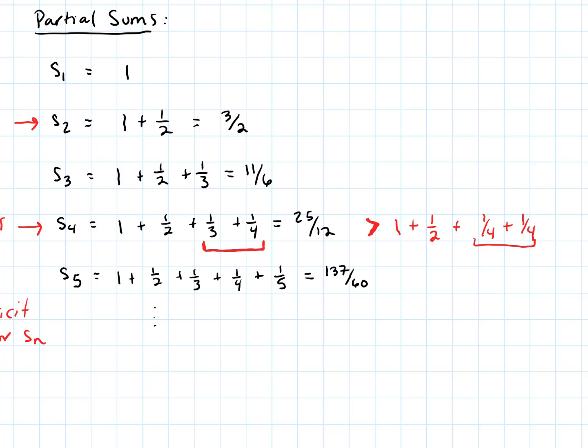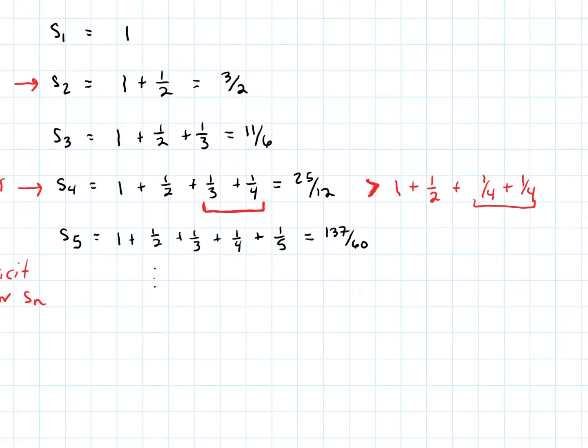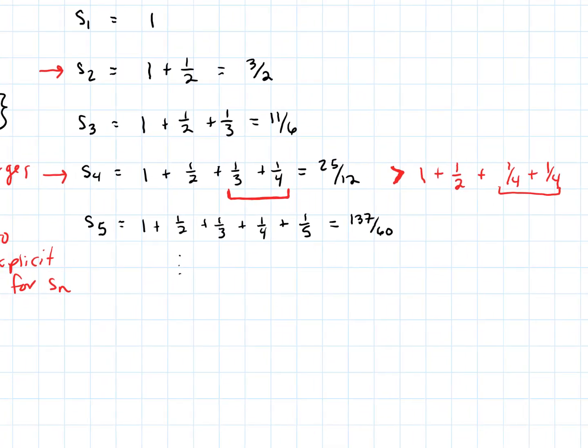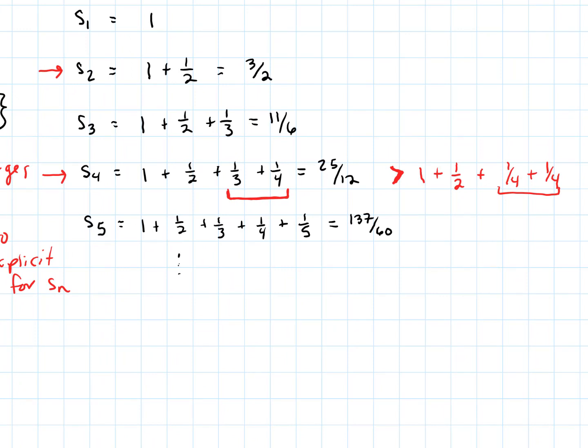Well, so there we can say that that's greater than that. And then we can jump down here, and I want to jump all the way down rather than looking at S5. Let's keep going, all the way down to dot, dot, dot. Let's go to the 8th partial sum and look at that. So this would be 1 plus 1/2 plus 1/3 plus 1/4 plus 1/5 plus 1/6 plus 1/7 plus 1/8.